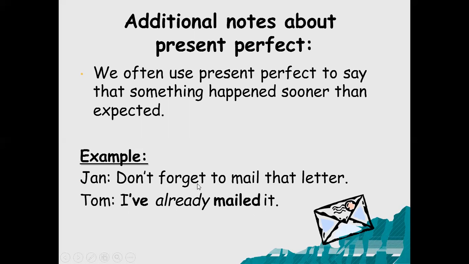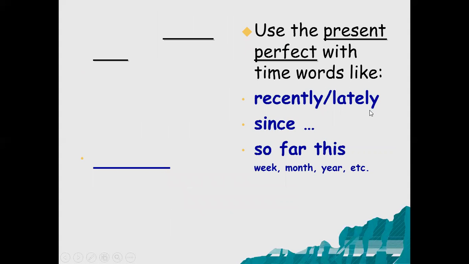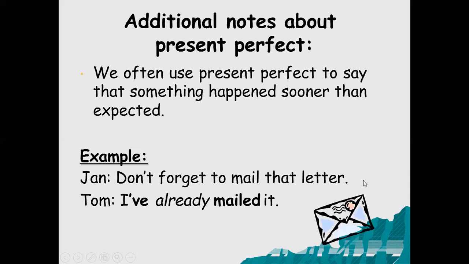Okay. We see the use of time words in present perfect. So we can use recently, lately, since, so far, days, week, month, year, or already. Okay, so you can see after I we have have, okay? So if the subject is I, you, they, or we, we need to put have, okay? And then the verb 3 here is mailed, okay?